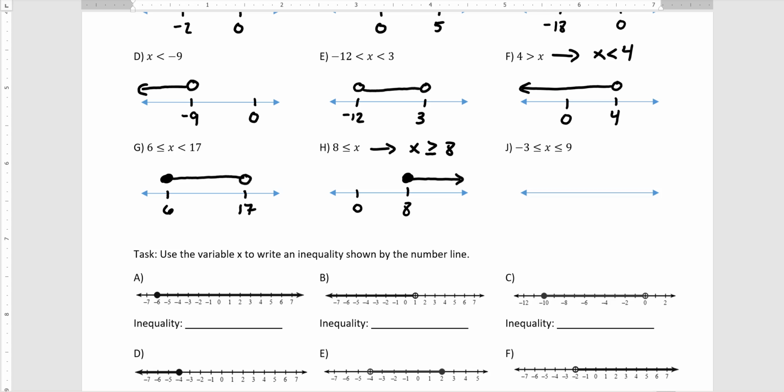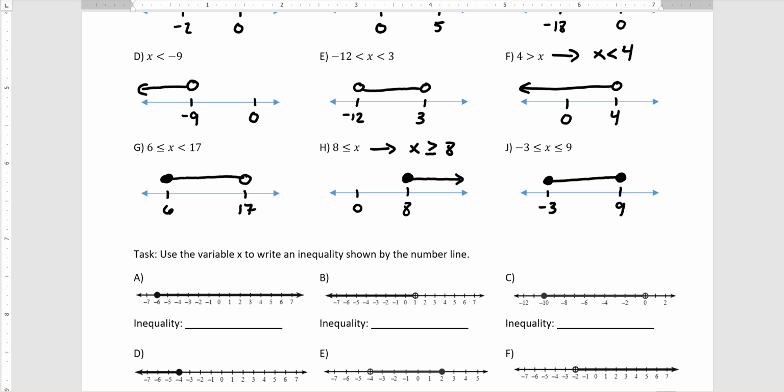And last one, J, -3 is less than or equal to x, which is less than or equal to 9. So I'll plot -3, I'll go ahead and plot 9, and if it's less than or equal to x, means closed circle, x is less than or equal to 9, again closed circle, x is in the middle of those values, so we're going to go just like that.